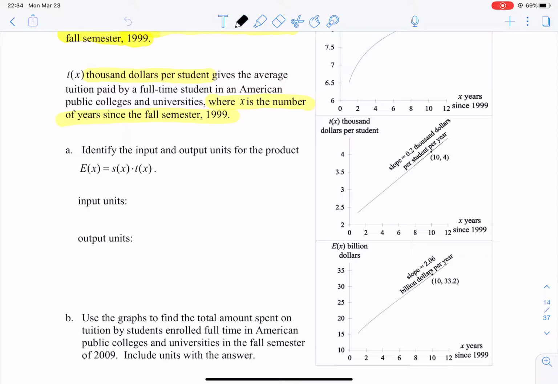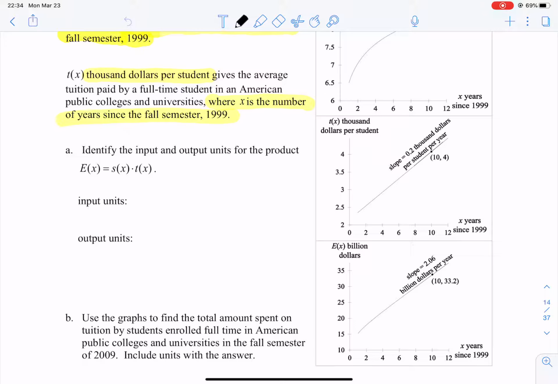Now we take the product of the 2 functions. So we have a new function based on the 2 functions, and we name it e of x. So e of x is a new function generated by the 2 given functions. Next one, try to answer the question: what is the input unit for the new function e of x?